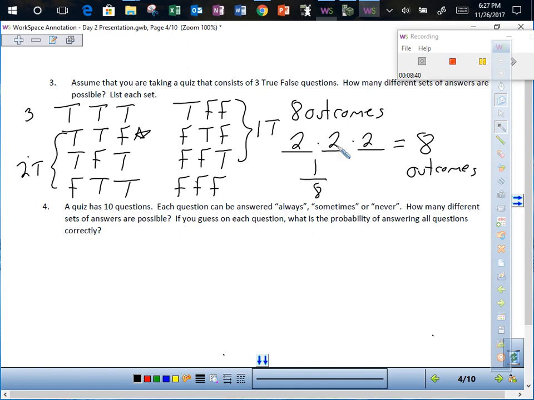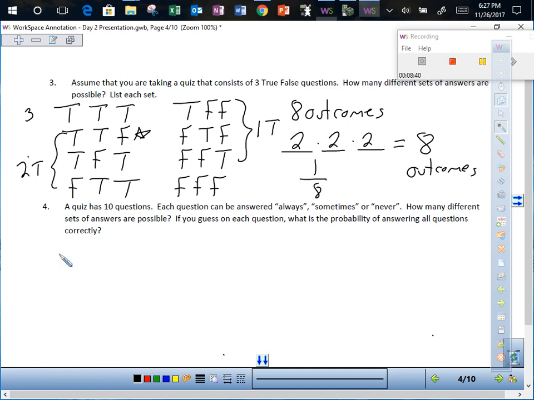Here's your number 4. A quiz has 10 questions. Each question can be answered as always, sometimes, or never. How many different sets of answers are possible if you guess on each question? And then what's the probability of answering all the questions correctly? Well, let's think about this.